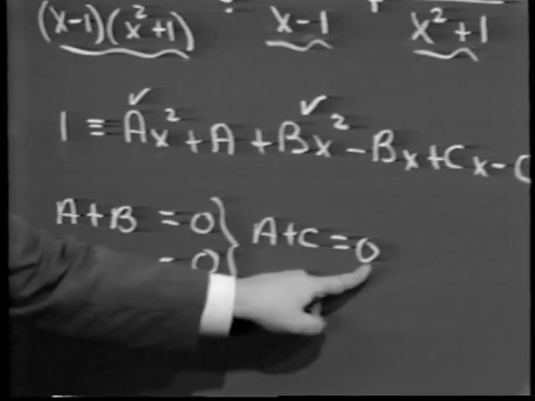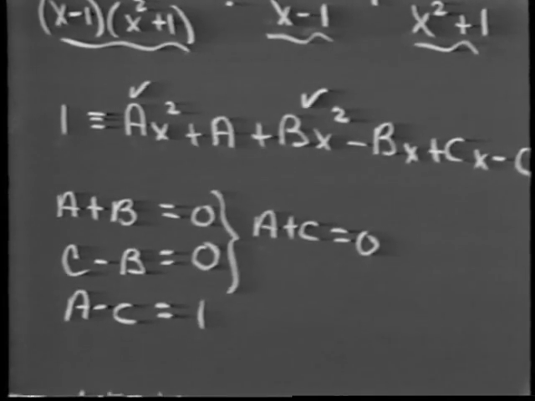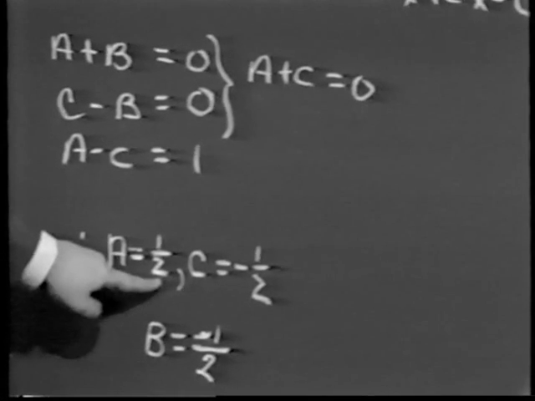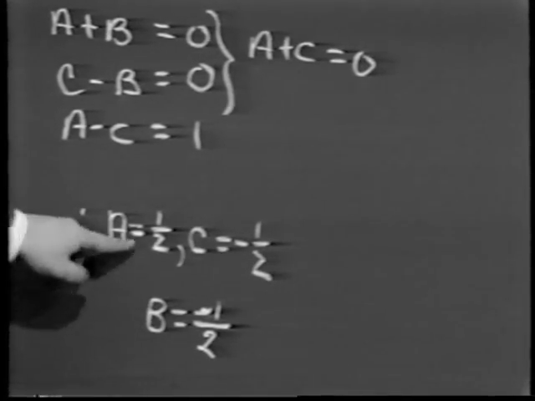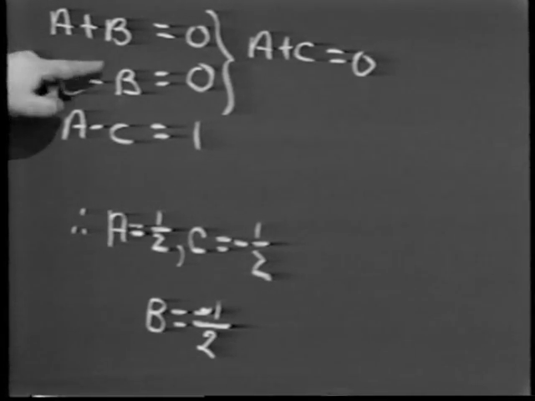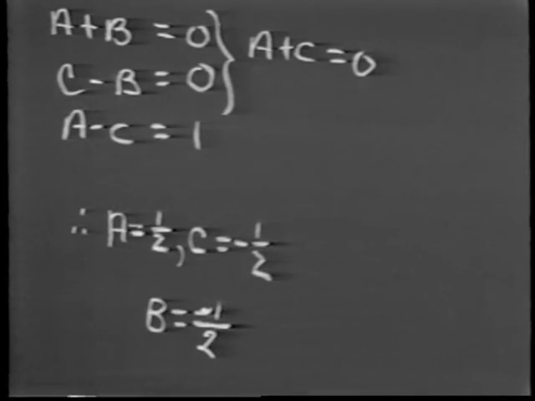Knowing that a plus c is 0, and also that a minus c is 1, it's easy for me to conclude that a must be a half and c must be minus a half. And by the way, now knowing what a and c are, I can use either of these 2 equations to determine b, and b turns out to be minus 1/2.